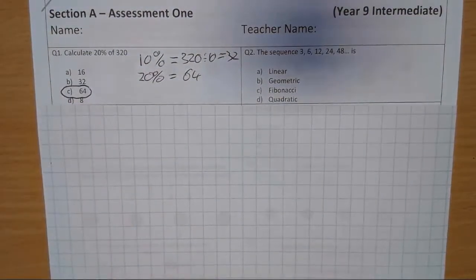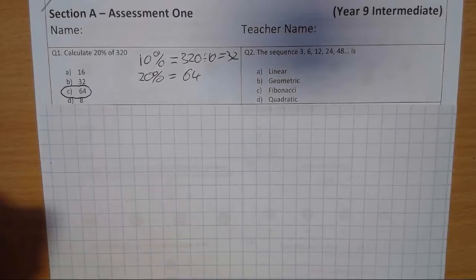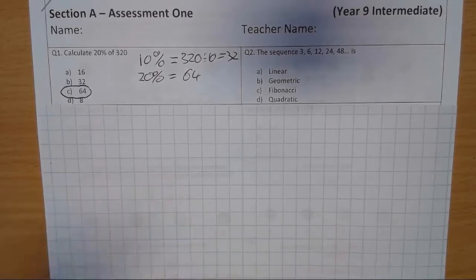Now the next one, I think that some people just didn't understand the meaning of these terms. So linear means it's going up in equal amounts. Geometric means you're multiplying by the same number repeatedly. So it's being multiplied by the same number each time. Fibonacci is when you add the two previous numbers to get the next one. And quadratic sequence is something to do with the square.